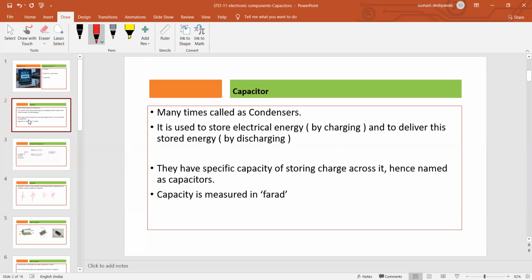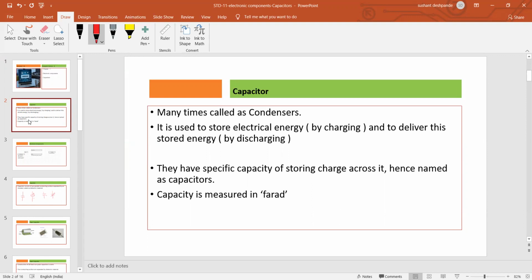How does it store the energy? It stores the energy by charging. And how does it deliver the stored energy? By discharging. So there are two functions: one is charging of the capacitor and the second is discharging of the capacitor. When the capacitor is charged, it means that the electrical energy is stored. And when the capacitor is discharged, it means that the electrical energy which is already stored is delivered into the circuit.